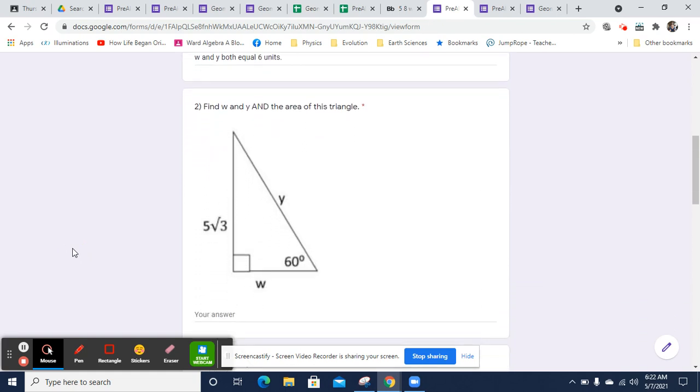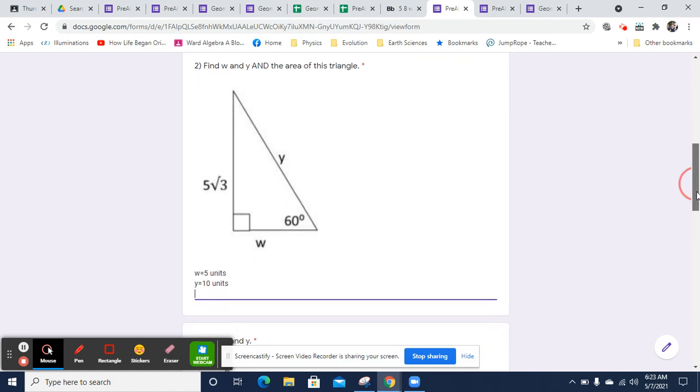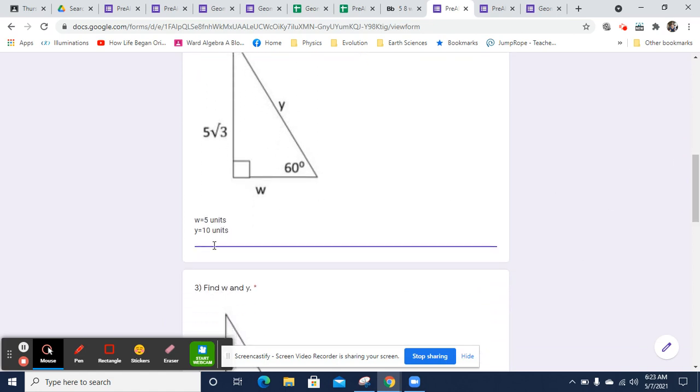Okay, now we need to find both W and Y and also the area of this right triangle. So this is 5 root 3. So the relationship is 1 to root 3 to 2. So if this is 1 to root 3, then this has to be 5. And if this is 1 to 2, if this is 5, this has to be 10. So W equals 5 units. Y equals 10 units. And the area of a triangle is base times height divided by 2.